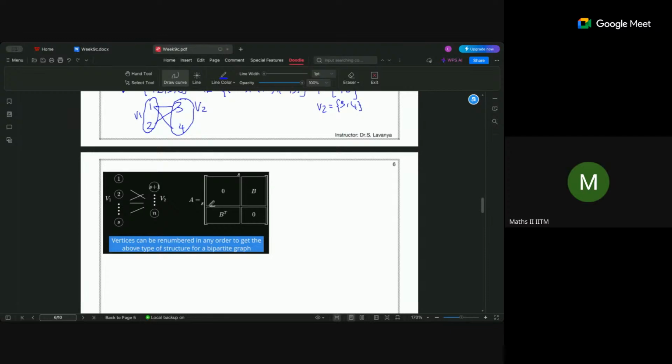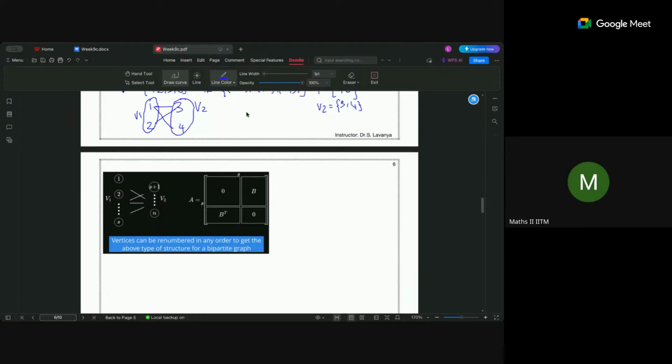But is it always that given a bipartite graph you will always have this type of structure? Sometimes you have to renumber the vertices so that you get this structure. Immediately you may not be able to see this structure, but once you renumber them, then you will be able to see it. For example, let us consider this graph.